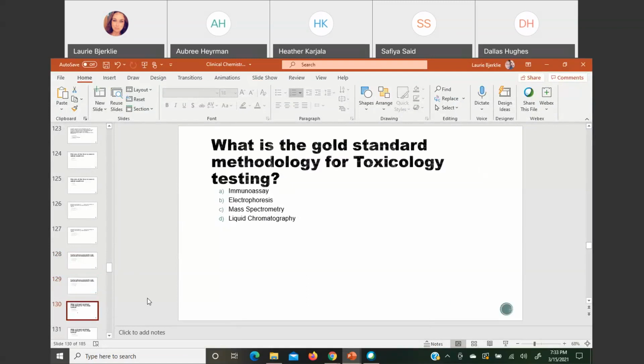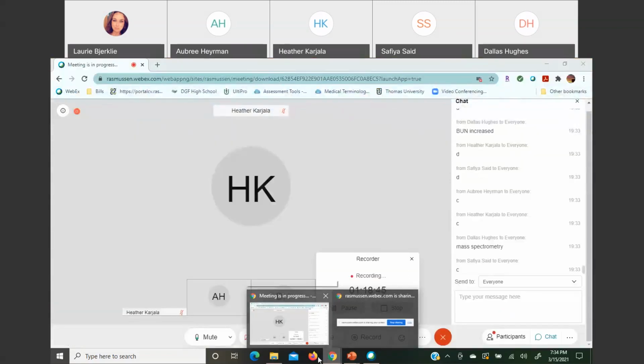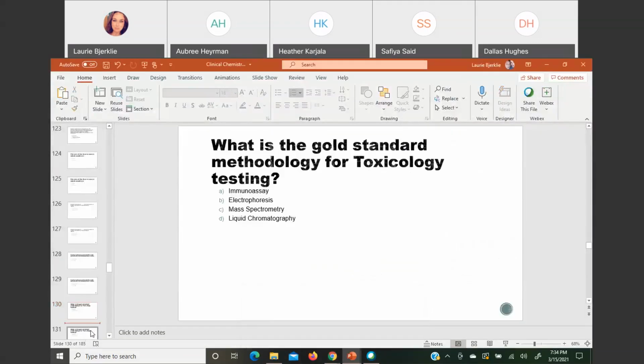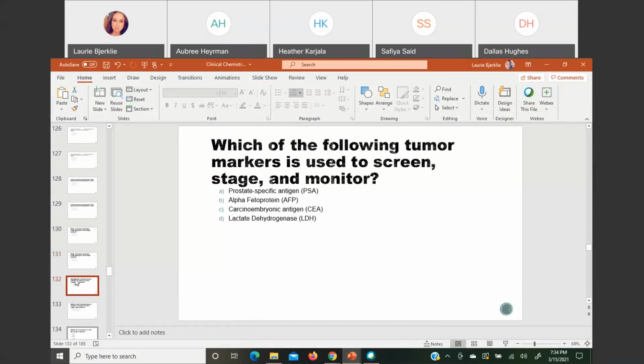What is the gold standard methodology for toxicology testing? All right. And it is the mass spec. If you ever watch those CSI shows or NCIS, which my mother loves, they're always putting everything on the mass spectrometer. Put it on the mass spec. I always think of that, and I always really think of that for toxicology because they're always seeing if those autopsy people have toxicology results on their mass spec.